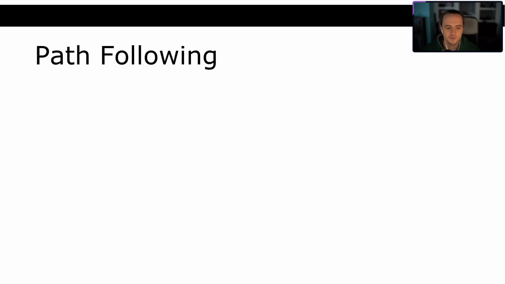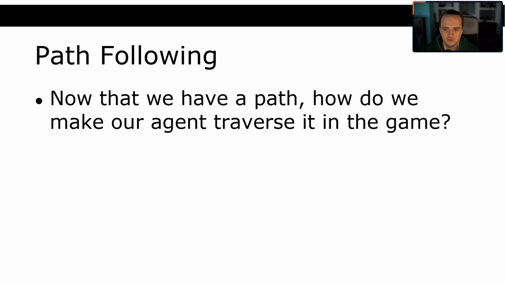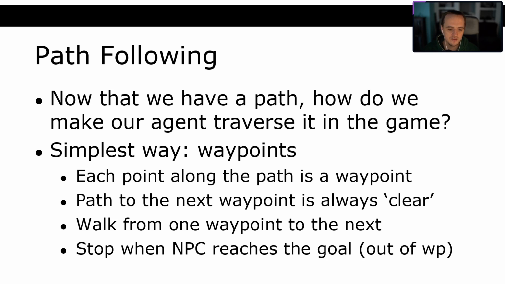Okay, but something that we don't actually cover in that course is path following. So now that we have a path, how do we make our agent actually traverse that path in the game? Because we've done the pathfinding at the navigation mesh level, but how do we actually make it walk that path in the game? So the simplest way to do this is something called waypoints.